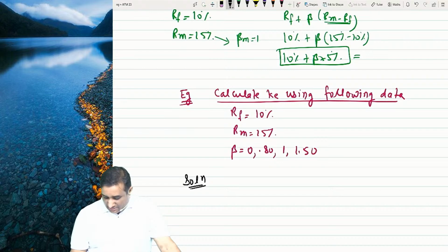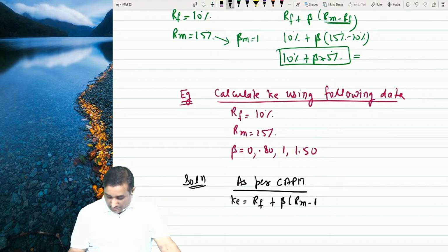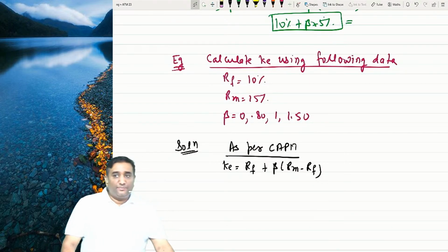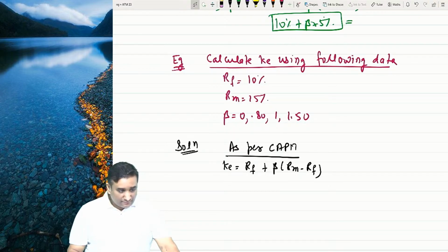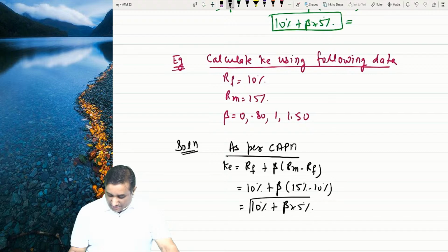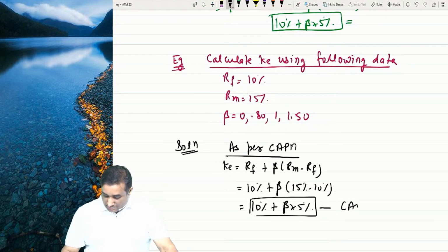What we do here is, as per CAPM, we'll always make an equation as per CAPM. K is equal to RF plus beta into (RM minus RF). A very, very, very important formula, please. Practically, very important. RF is equal to 10, beta leave as variable, into 5%. This becomes a CAPM equation.